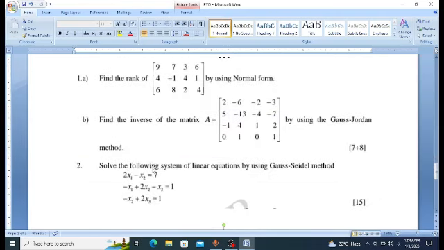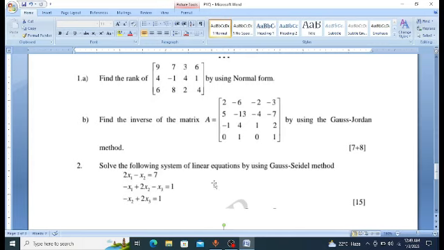Then you have: find the rank of the matrix by using normal form. Then find the inverse of this matrix by using the Gauss-Jordan method. Gauss-Jordan is nothing but finding the inverse of a matrix A, where A is of the form A equals In into A. Just use row operations; column operations should not be used.